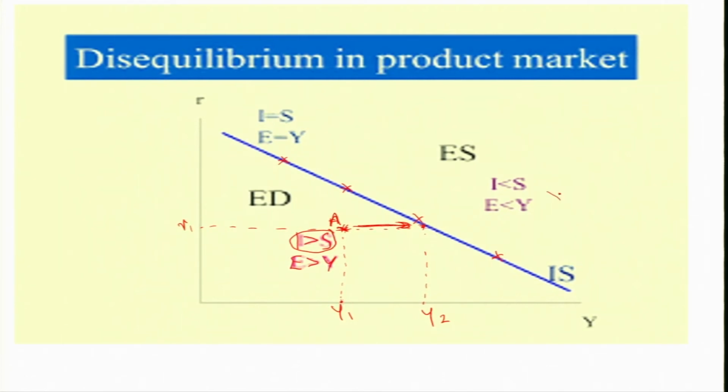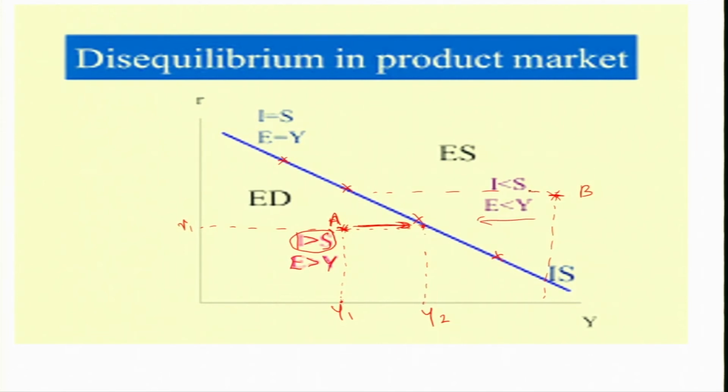Look at any other position, for example position B. Here the rate of interest is very high. As a result investment is less than saving. Any point above this IS curve has investment less than saving. That means expenditure is less than Y, so there is a downward pressure on income.